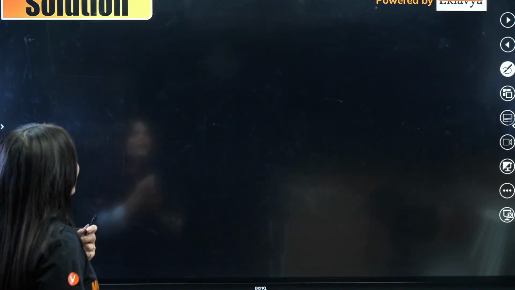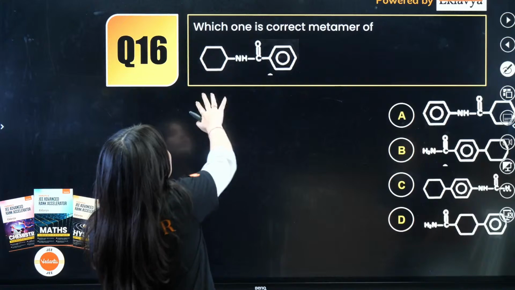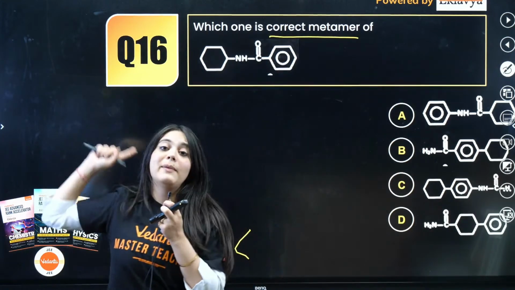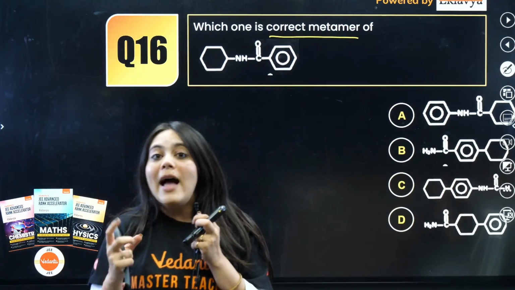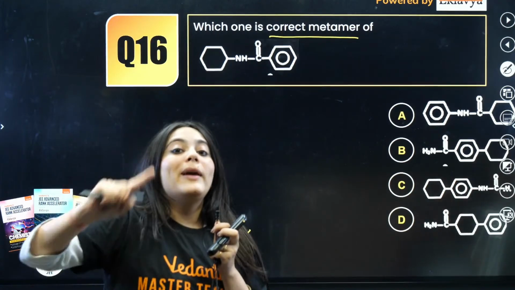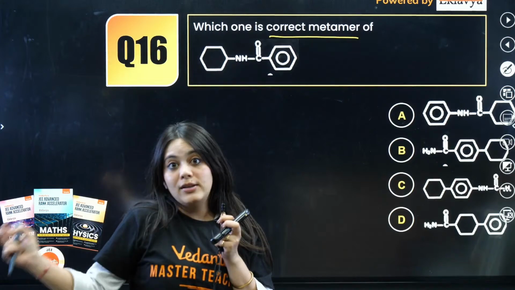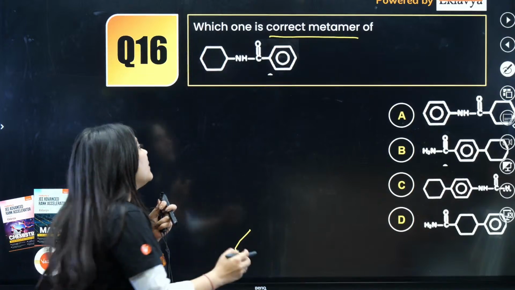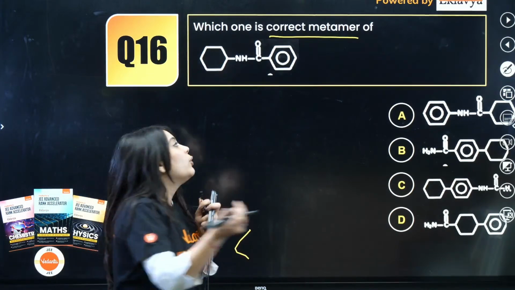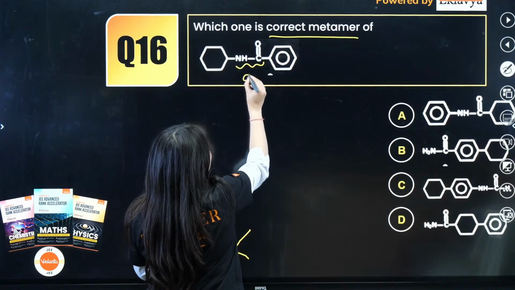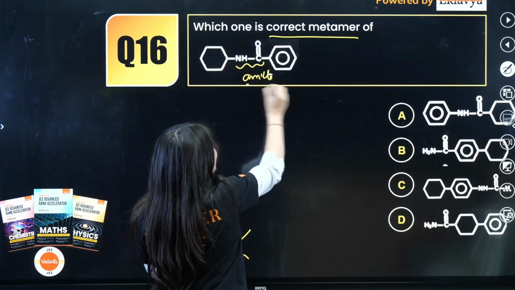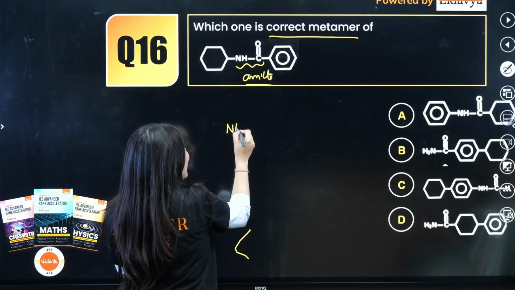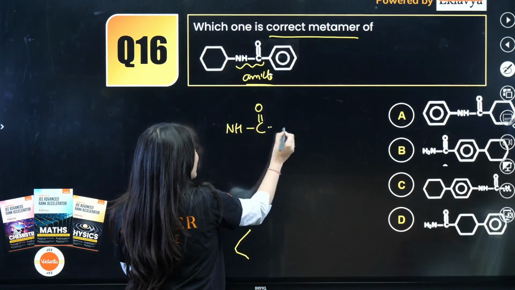Let's move on to the very next question, which is this. Which of the following is the correct metamer of? See, once again, metamerism is asked. When you revise organic chemistry with me, I told you to put a lot of emphasis on the kinds of isomerism, right? Once again, metamerism is asked. What is metamerism? Can you see what kind of functional group this is? This is an amide functional group, isn't it? So in any functional group, for example, here the NH and CO group is attached, right?